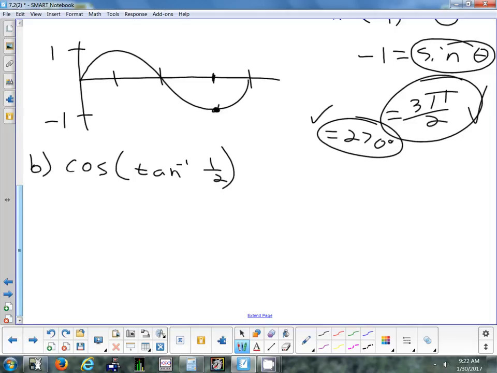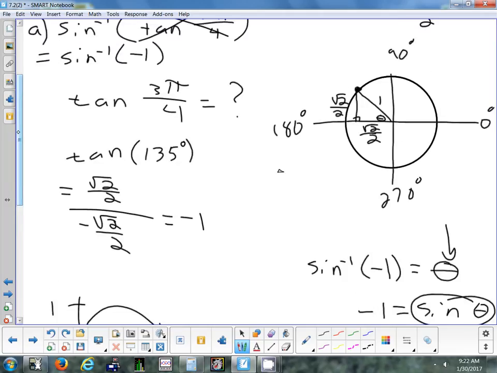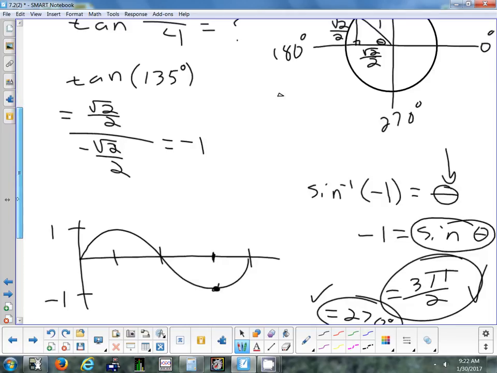So anyone think they can tell me how I should start this one off? What's always the first thing you focus on? Inside. Whether the inside is inverse trig, whether the inside is regular trig. Always start with the inside.